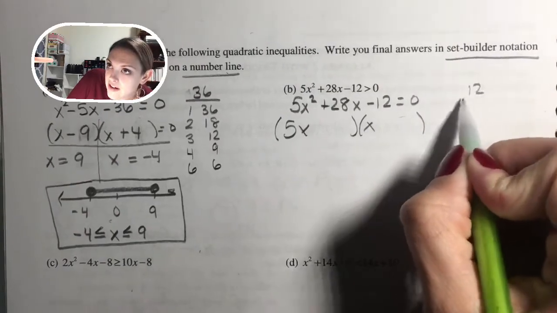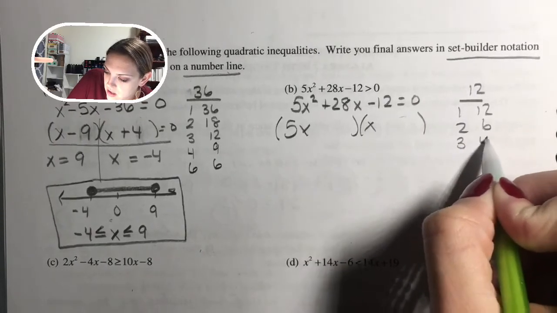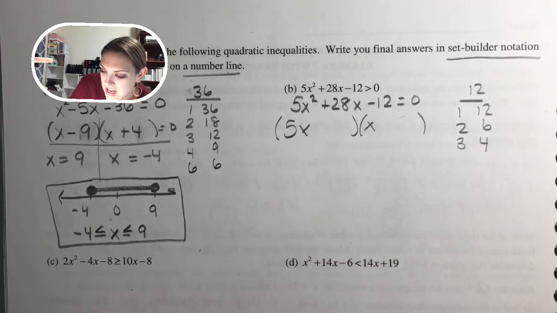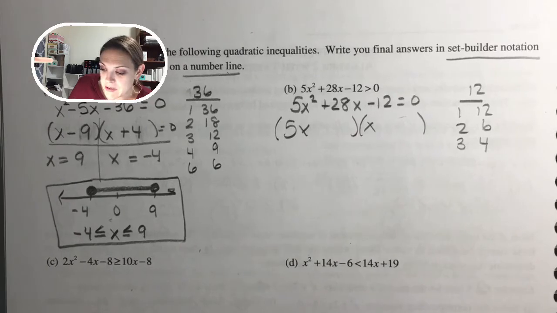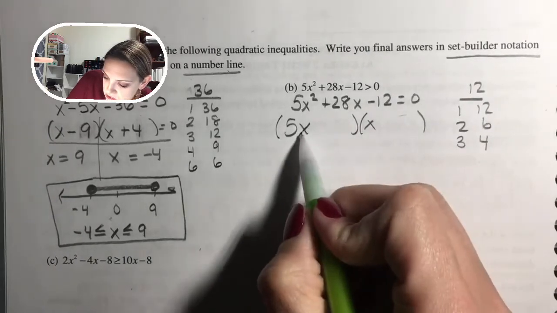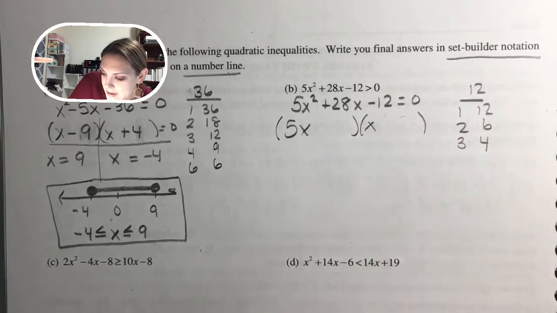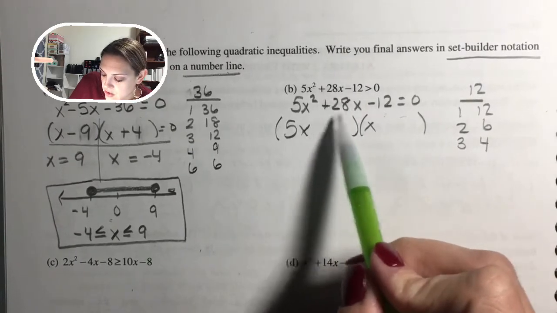We have our factors of 12: 1 and 12, 2 and 6, 3 and 4. We need to figure out which ones we can utilize. All guesses will be intelligent guesses because we don't have any factors with 5 in it. So we just need to try to get to a 12 with our answers here. Or not a 12, a 28.